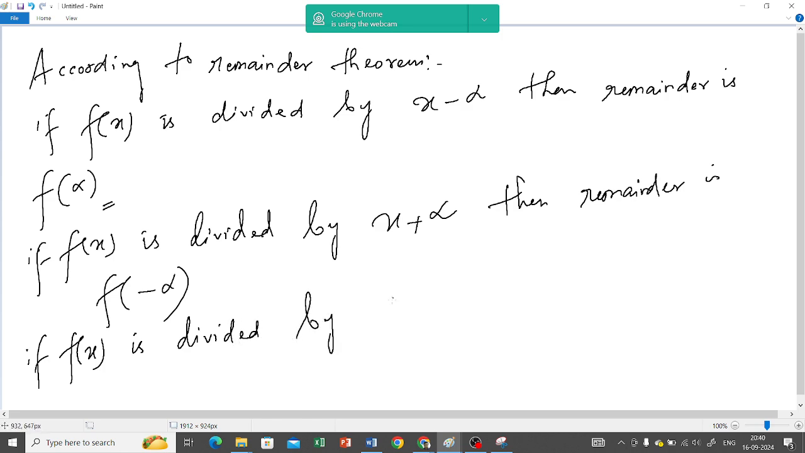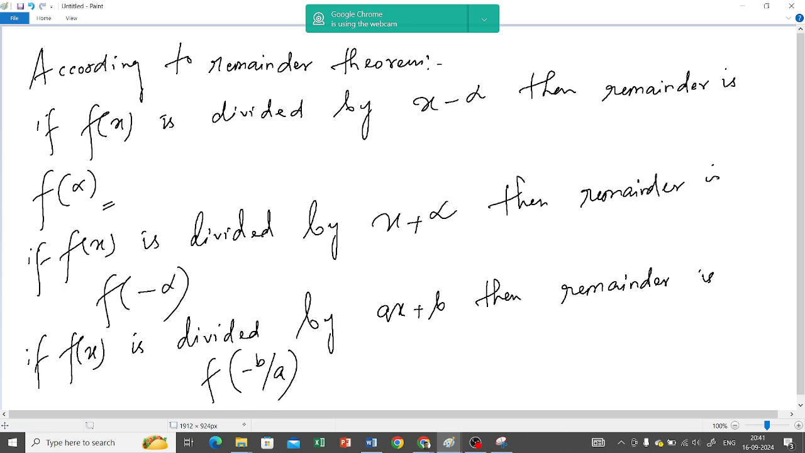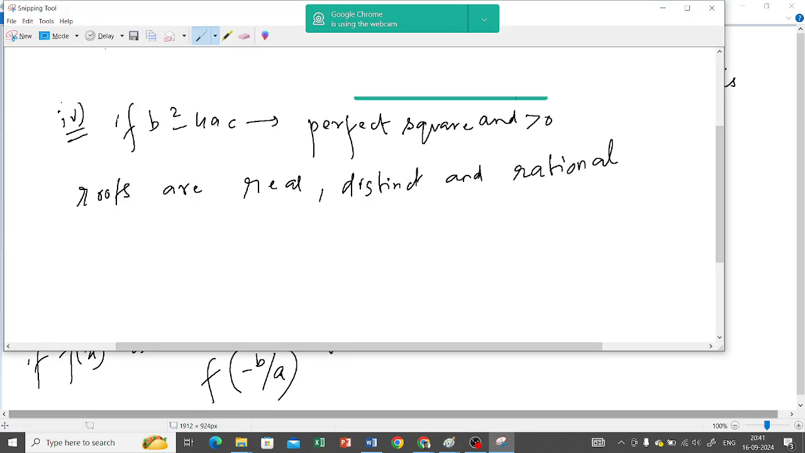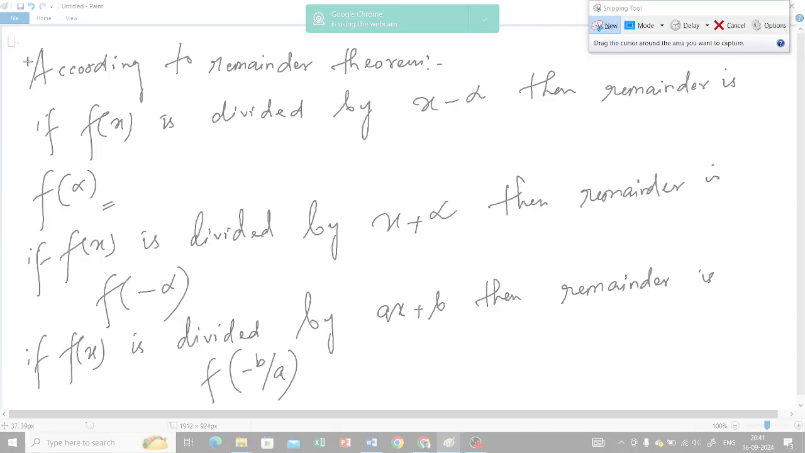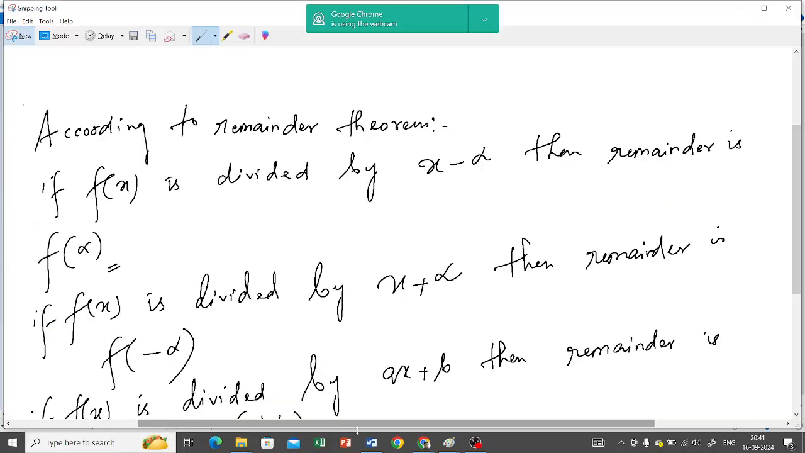If f(x) is divided by ax plus b, then the remainder is f of minus b by a. You get my point? First of all, copy this. I'll give you some examples on this, and then we'll move to the factor theorem.